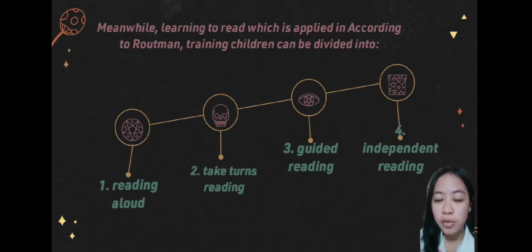Meanwhile, learning to read, which is applied according to Rodman in training children, can be divided into: A. Reading aloud. While reading aloud, someone conveys the author's message contained in the source to listeners. B. Take turns reading. Shared reading. Reading together is the next step after reading aloud.